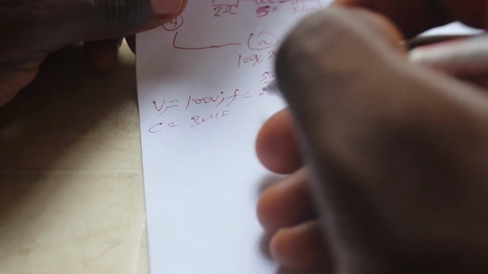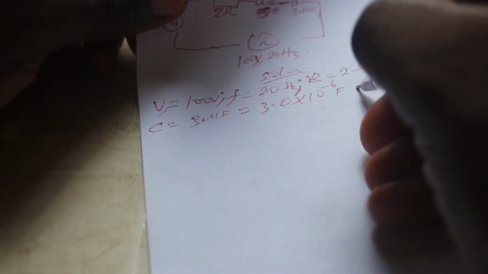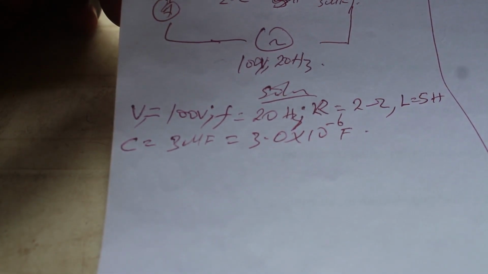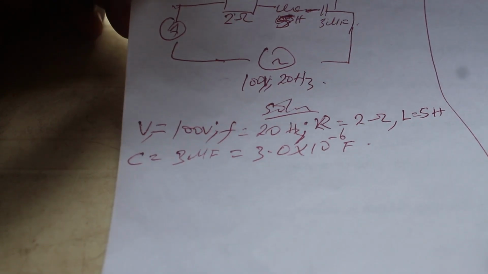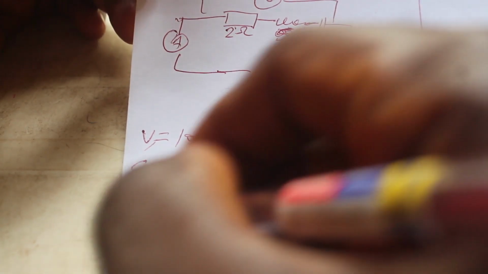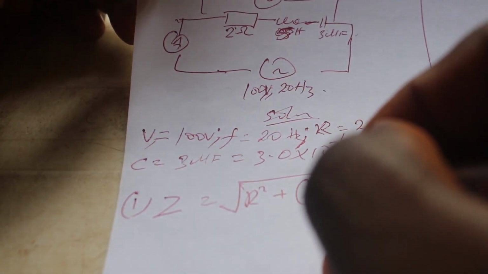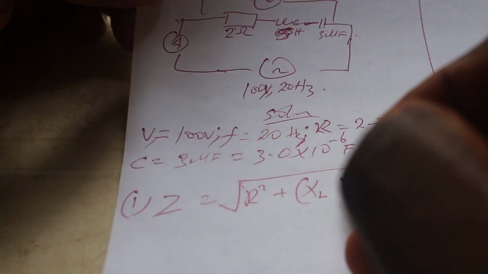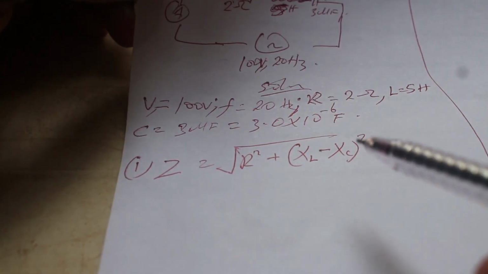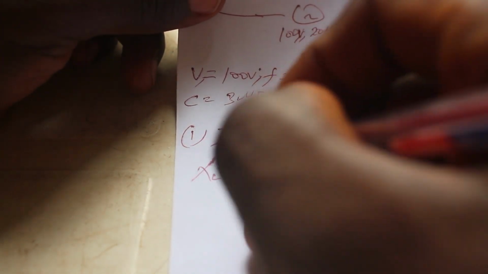3 microfarad, which is 3.0 times 10 to the power minus 6 farad. So the first thing we're supposed to do is to write out the formula for impedance in an RLC circuit, and that's the square root of R squared plus bracket inductive reactance minus capacitive reactance squared. But we were not given inductive and capacitive reactance, so we have to find them ourselves.